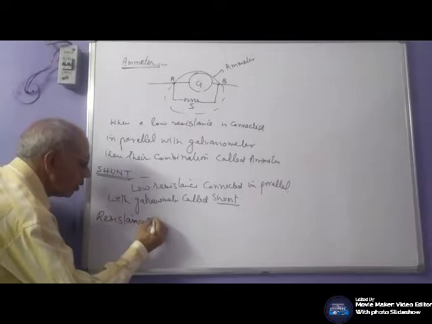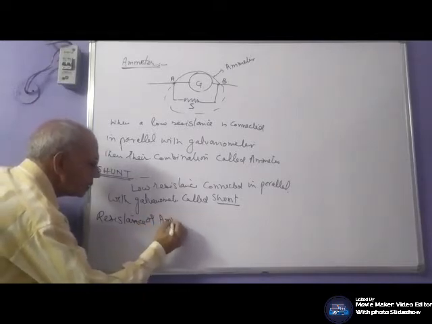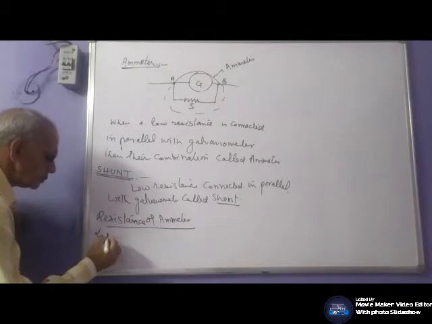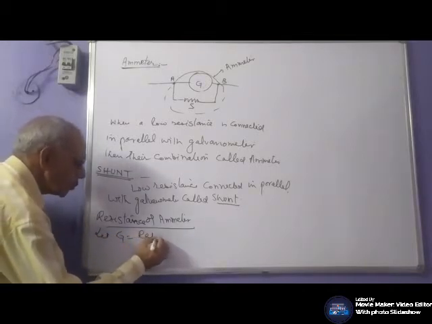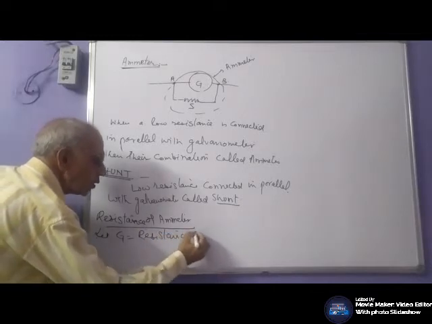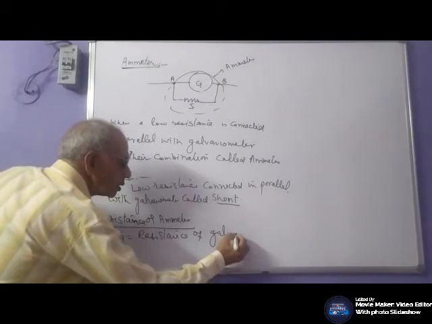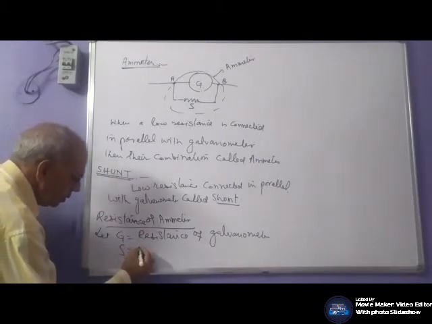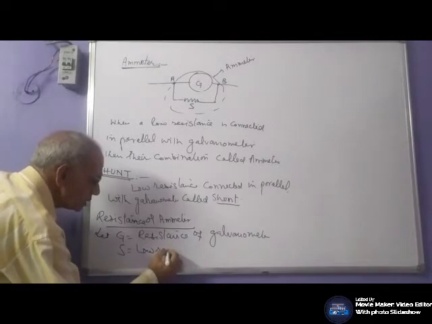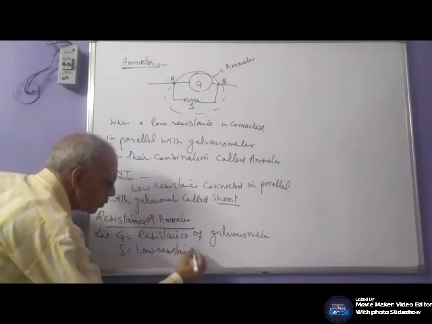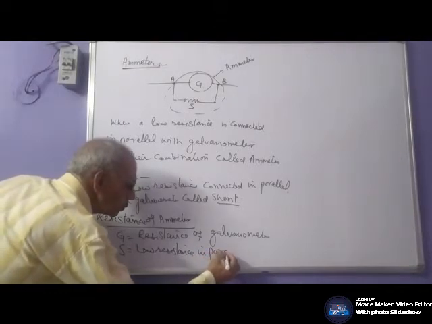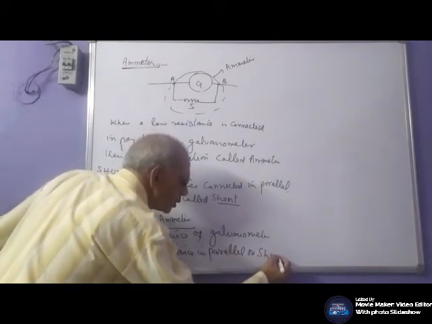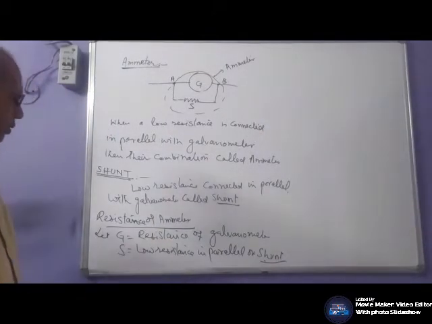Resistance of ammeter. Let G be the resistance of the galvanometer, and S the low resistance in parallel, which is only the shunt. Simply, S is the shunt, or it is a low resistance in parallel.